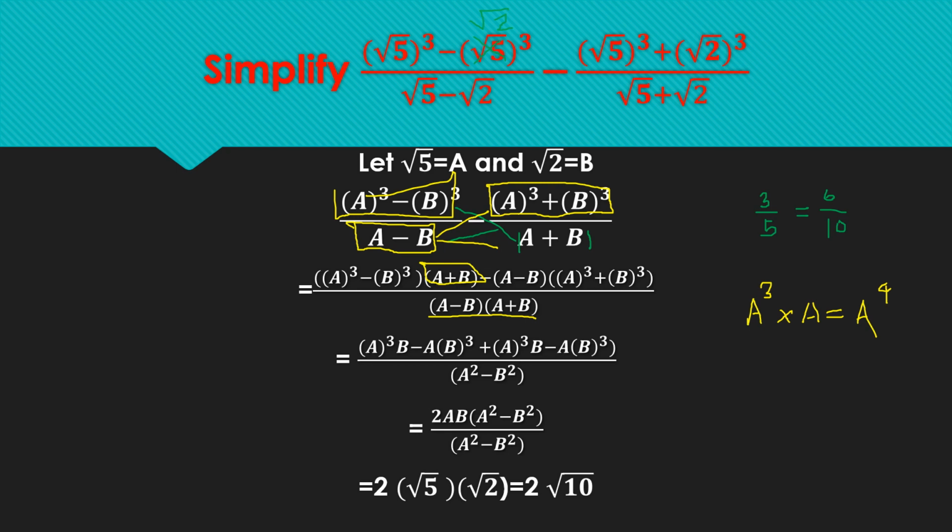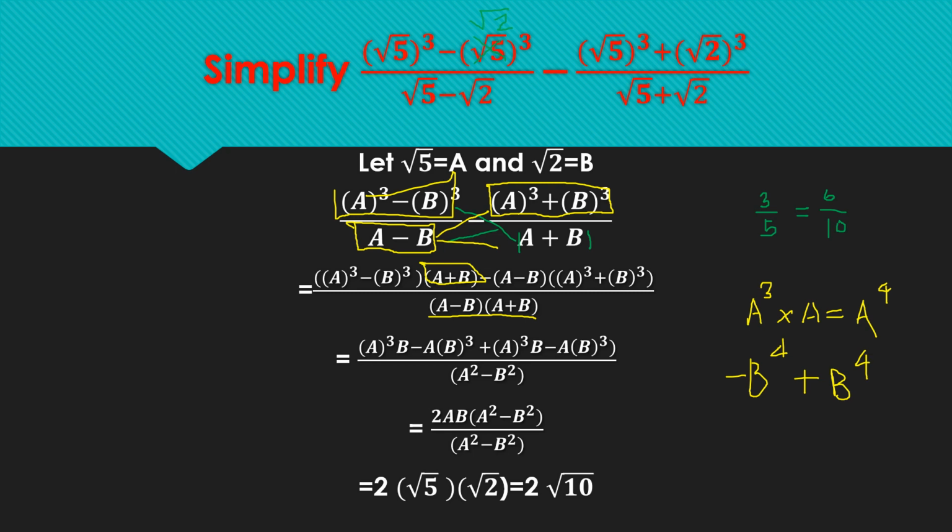Same thing, negative b cubed plus b, so that'll be negative b to the power of 4, and here minus minus, so that's actually plus b to the power of 4. That is equal to 0, so that's nothing. So I'm actually left with a cubed times b.